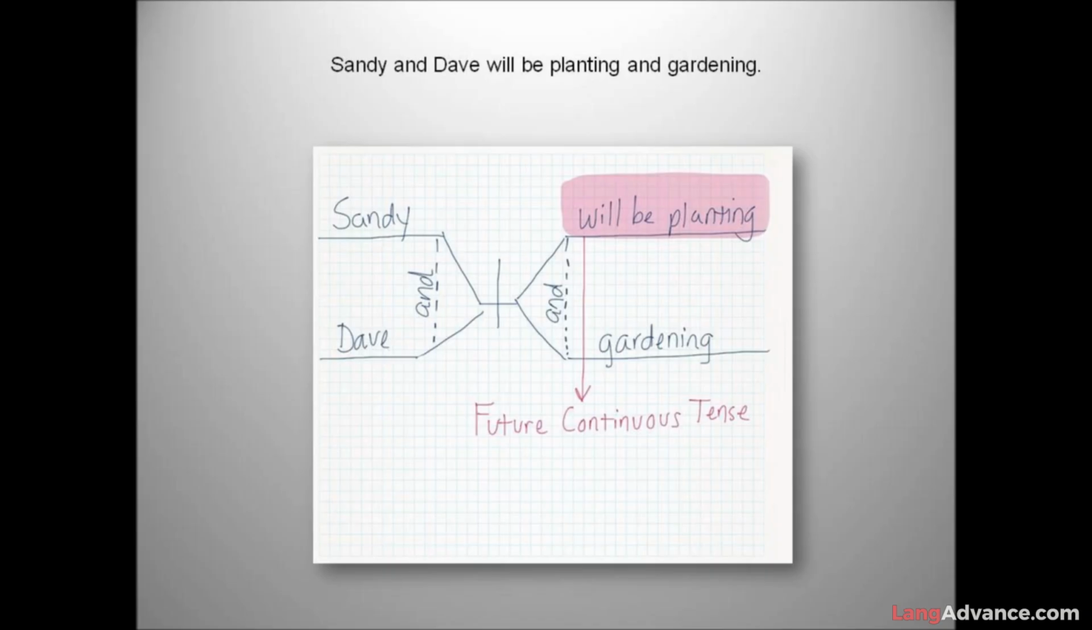Sandy and Dave will be planting and gardening. Sandy and Dave is a compound subject. Will be planting and gardening is the compound verb. Will be planting, all 3 of those words are part of the future continuous tense.